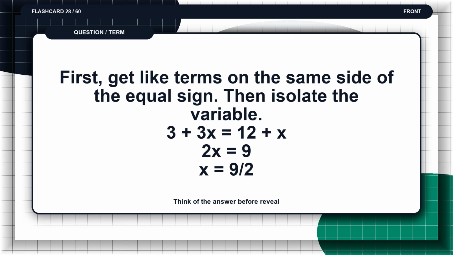Flashcard 28. First, get like terms on the same side of the equal sign, then isolate the variable. 3 plus 3x equals 12 plus x. 2x equals 9. x equals 9 halves. Think of the answer before the reveal.